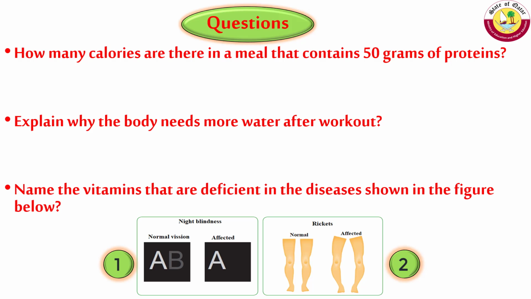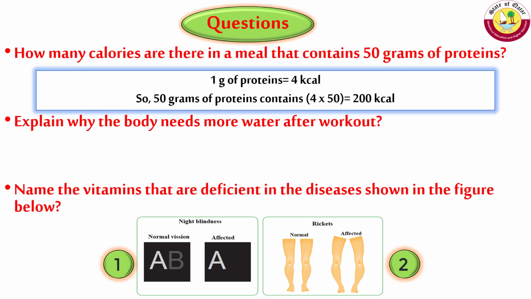Okay, how many calories are there in a meal that contains 50 grams of protein? We studied before that each 1 gram of proteins gives 4 kilocalories. So, 50 grams of proteins contains 4 times 50, which is 200 kilocalories.